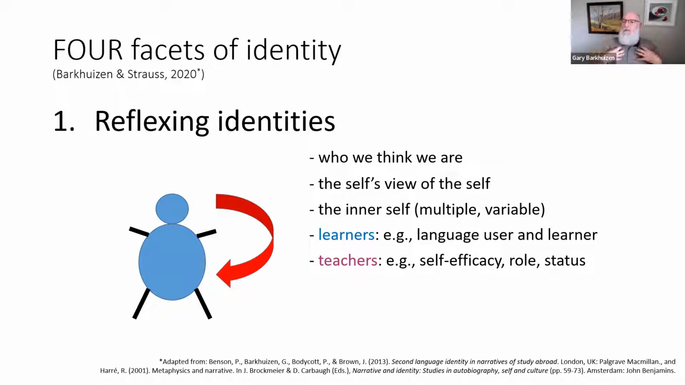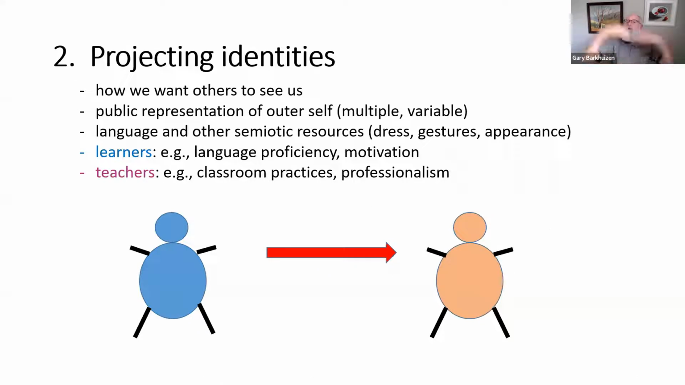So, this is me, Gary, how I reflexively think about my own identity, my view of myself. So, learners may see themselves as language user or language learner, their self-concept of who they are as learners. And teachers may see their own ideas about their self-efficacy, their role, their status, and so on. So these are the reflexive. You see this little person here, this arrow looking inwards.